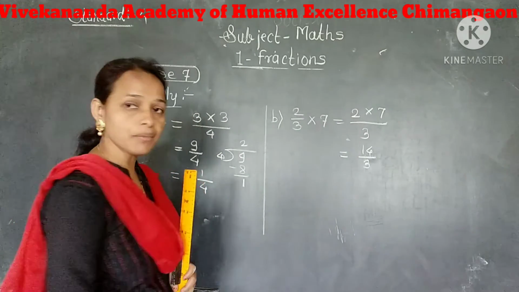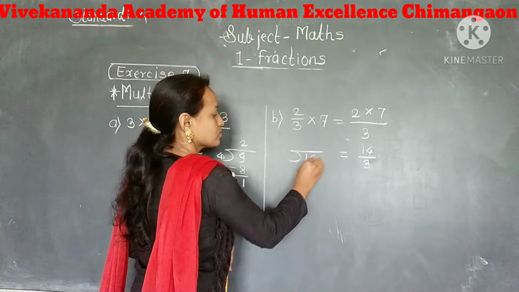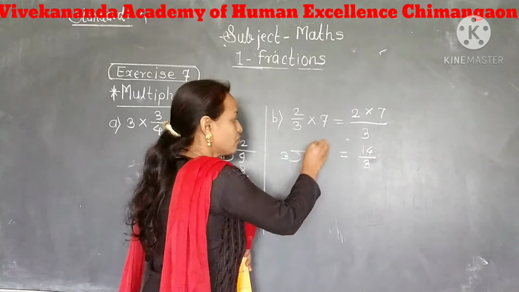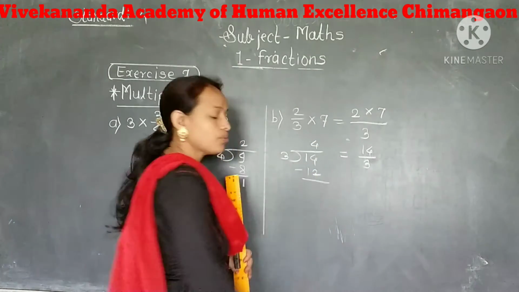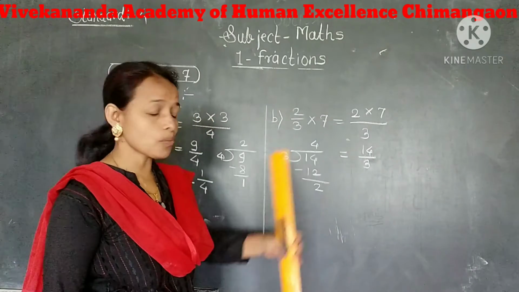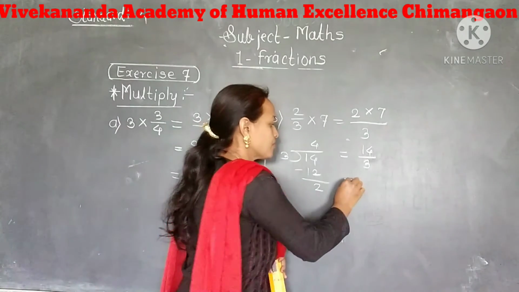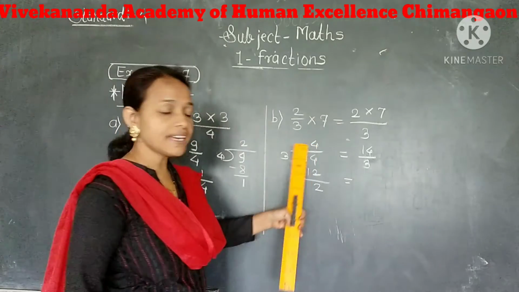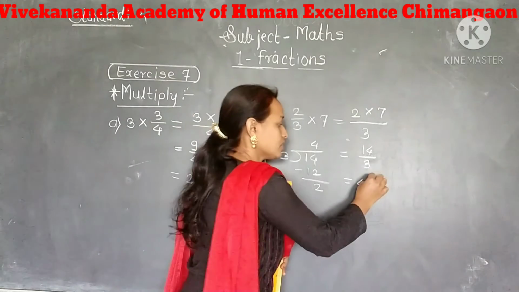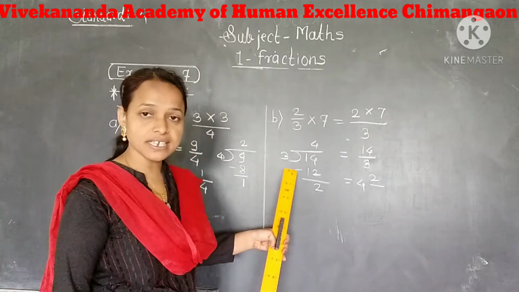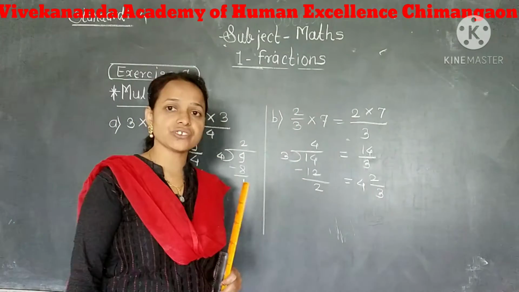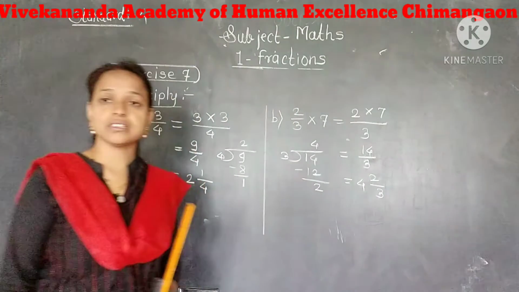So we divide 14 by 3. 3 fours are 12. So we get quotient 4. And subtracting 12, we get remainder 2. So we write this improper fraction as a mixed fraction: quotient 4 is written as the whole number, remainder 2 as the numerator, and divisor 3 as the denominator. So here we get the mixed fraction 4 2 upon 3.